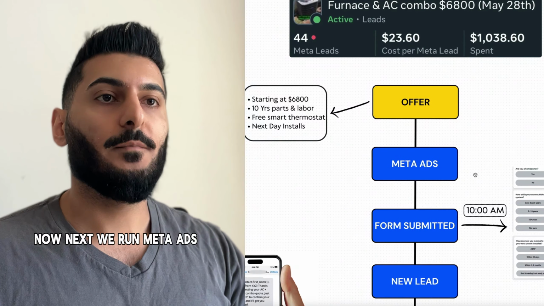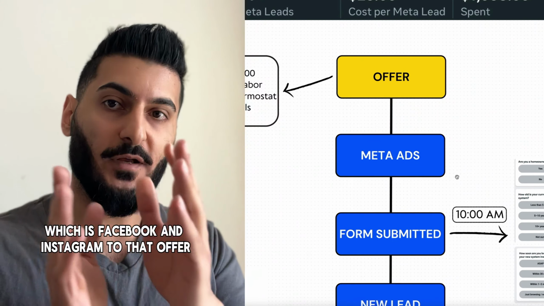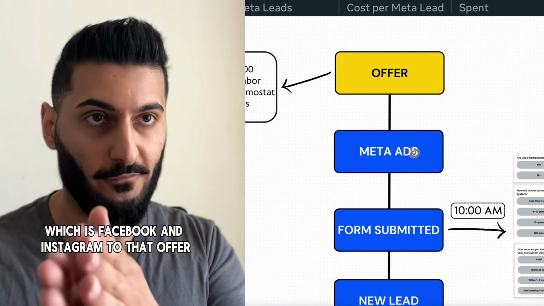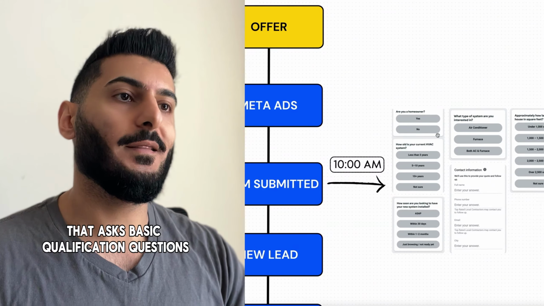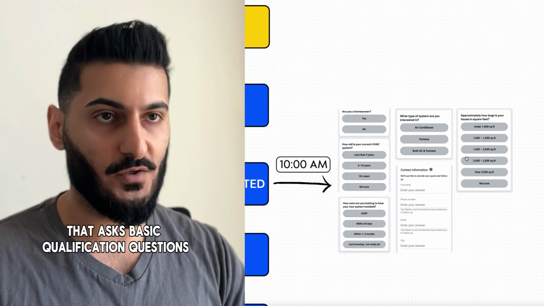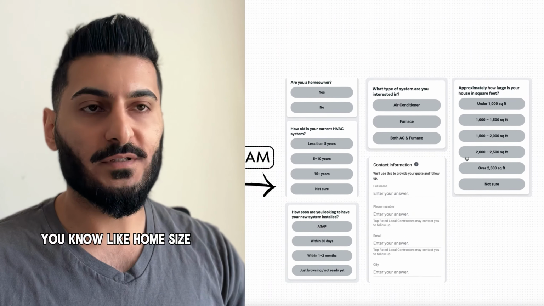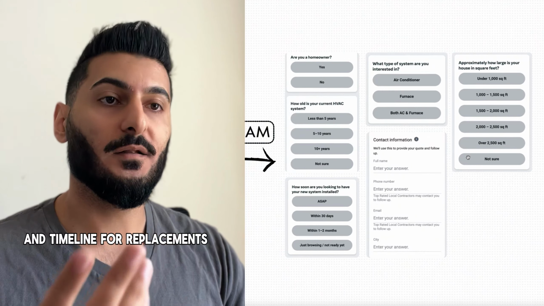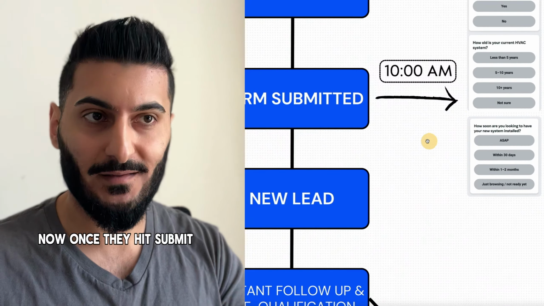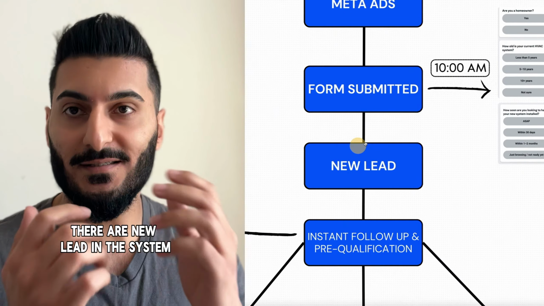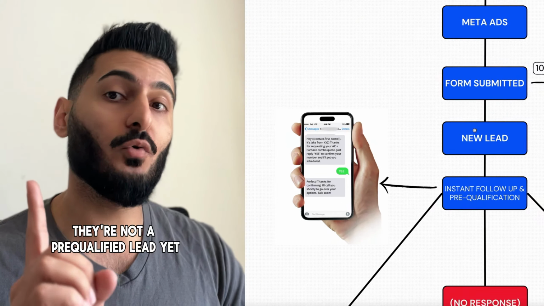Next, we run Meta ads, which is Facebook and Instagram, to that offer. When homeowners click, they're taken to a short form right here that asks basic qualification questions, like home size, type of system they need, and timeline for replacement. Once they hit submit, they're a new lead in the system. They're not a pre-qualified lead yet.